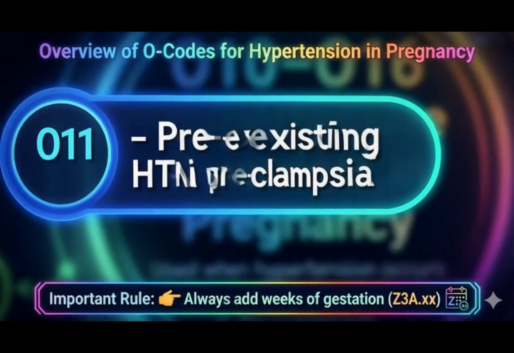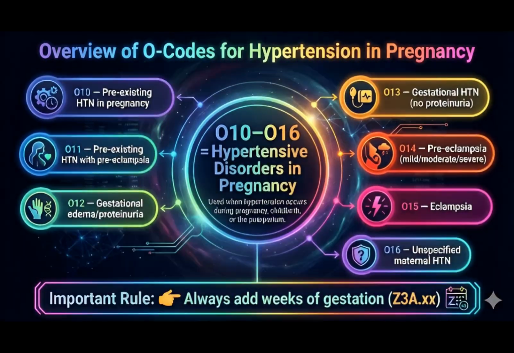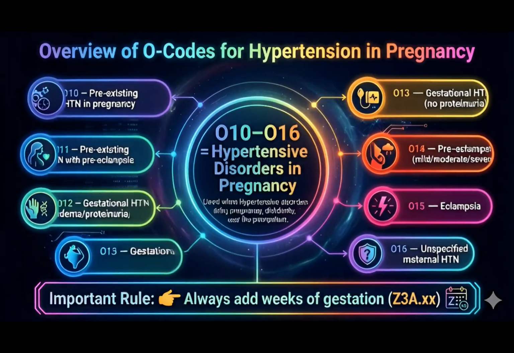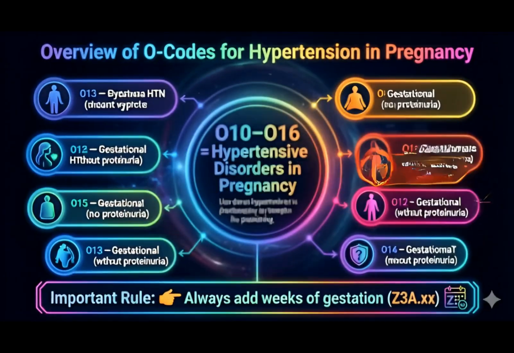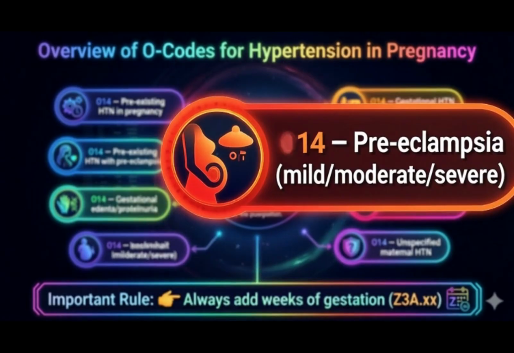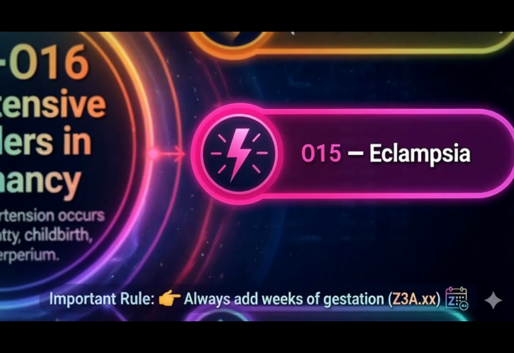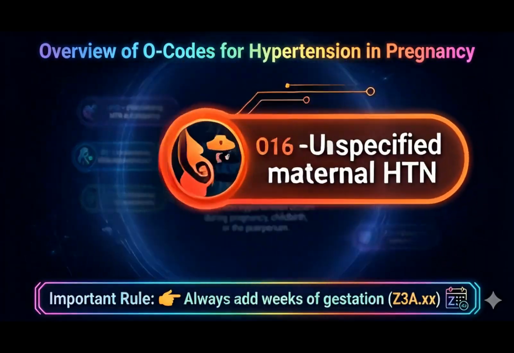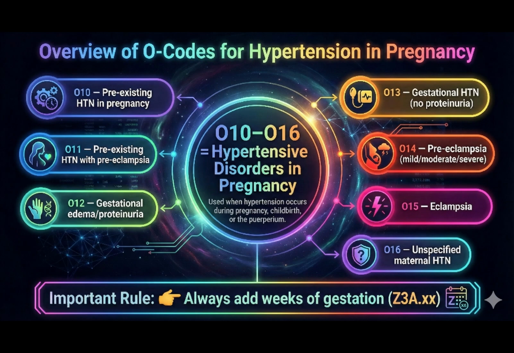O11 is pre-existing hypertension with superimposed preeclampsia, O12 covers gestational edema and proteinuria. O13 is for gestational hypertension without proteinuria. O14 includes all levels of preeclampsia, whether mild, moderate, or severe. O15 is for eclampsia, a serious seizure-associated condition. And O16 is used for unspecified maternal hypertension when documentation isn't clear.